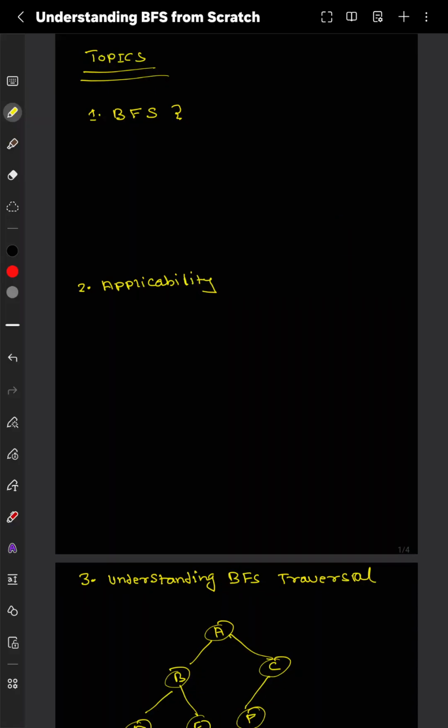Morning. Today we are going to discuss BFS. So, what is BFS? In one of my previous lectures, I have explained the knowledge graph. BFS is a traversal algorithm which works on the knowledge graph, which traverses through the knowledge graphs.